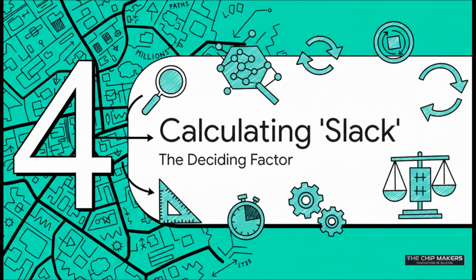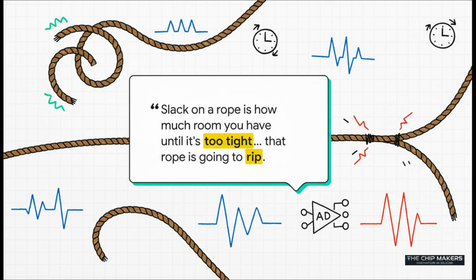Okay, so STA has its map with millions of paths. Now comes the analysis part. And amazingly, it all boils down to calculating a single, incredibly important number for each path, a number that tells you everything you need to know, and that number is called slack. This is probably the best analogy for slack I've ever heard. Just think about a rope. If there's slack in it, you have some wiggle room, right? Some extra length. In timing, if you have slack, you have extra time.